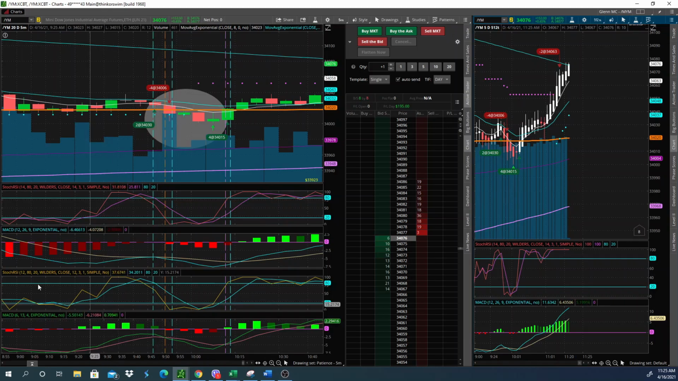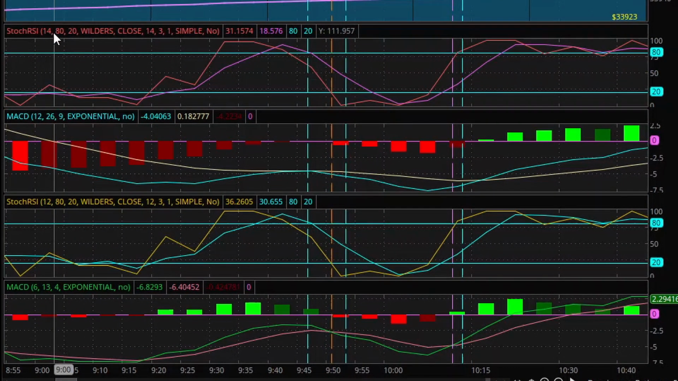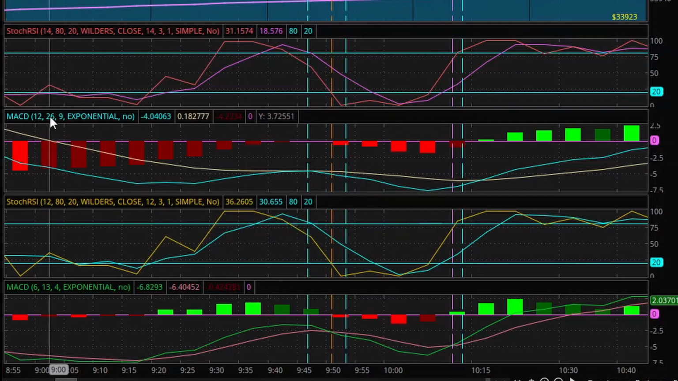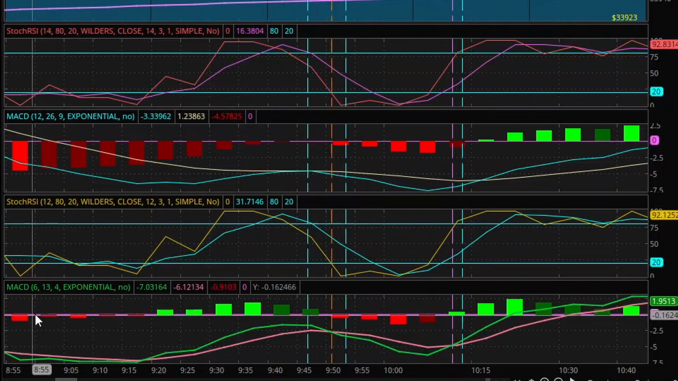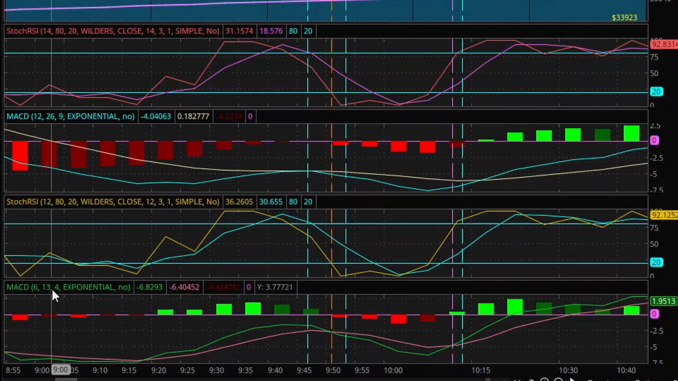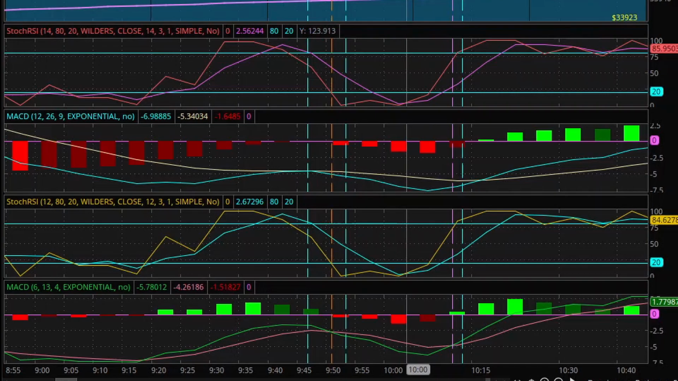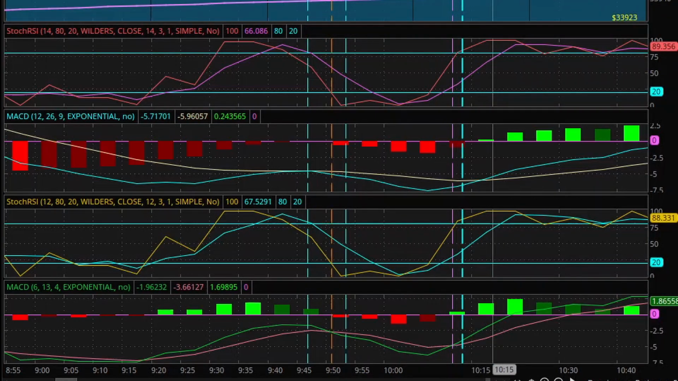And I added the settings that we changed for the stochastic RSI. So, the regular was 14, 80, 20. I changed it to 12, 80 and 20. And then for the MACD, I'm using just the standard 12, 26, 9. I changed that to 6, 13 and 4 based on his recommendations. And it's just something that I'm backtesting and looking at right now.